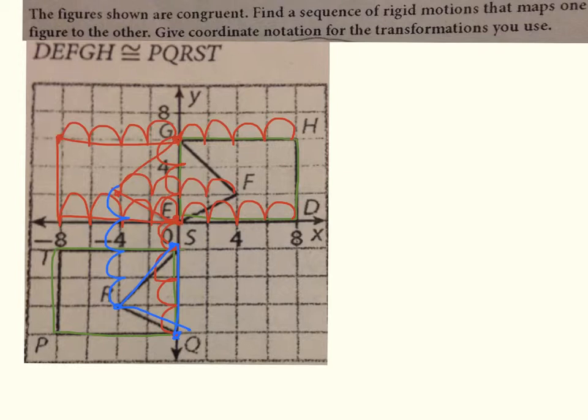Now for letter H, 2, 4, 6, 8. There's the other one. Line here. They're all basically going to be 8 squares down. The last one here is the letter D, 2, 4, 6, 8. And now it's exactly where the shape PQRST is.